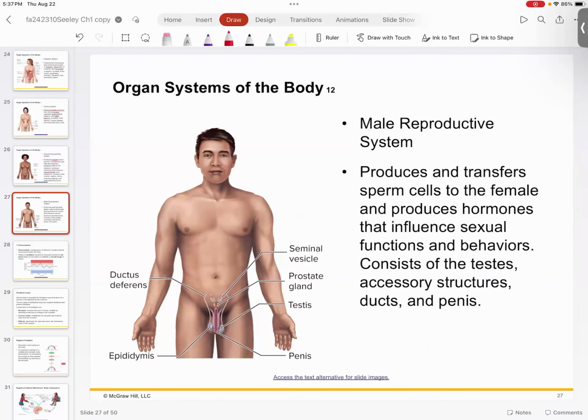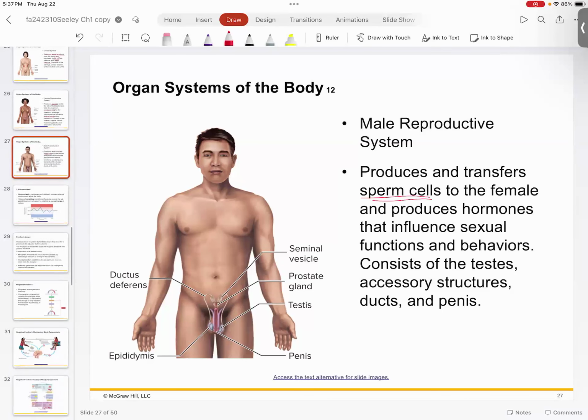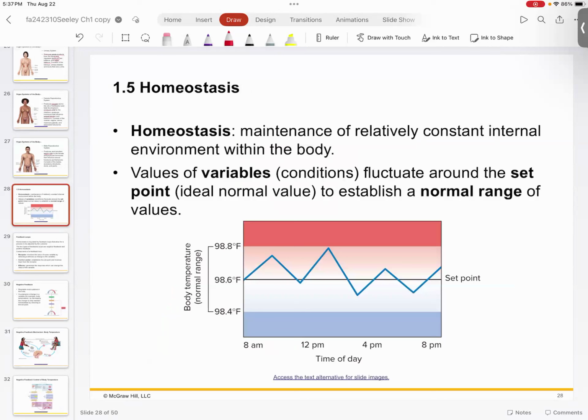And then the male reproductive system is sort of similar, only in this case, the male system is not making eggs, it's making sperm cells. And also it will regulate the male sexual functions and behaviors as well. And so that's basically the systems run down lightning fast.